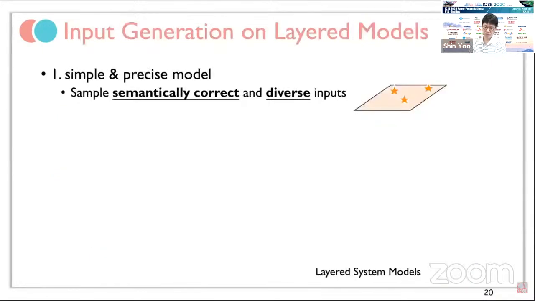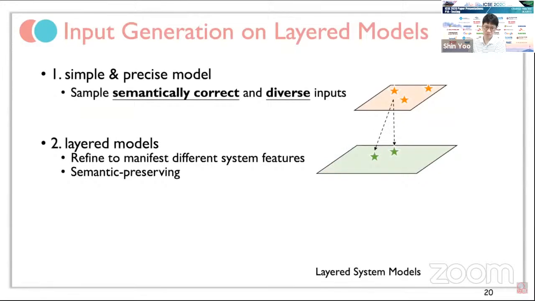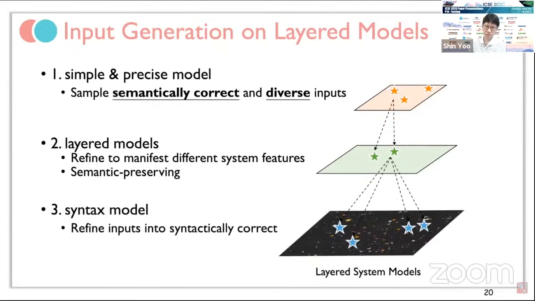First, we build a simple model, and in this model, we sample semantically correct and diverse inputs. Then we refine these inputs to manifest other system features, but at the same time, we should preserve the semantically correct and diverse inputs generated in the first model. And at last, we have a syntax model which refines inputs into syntactically correct ones.